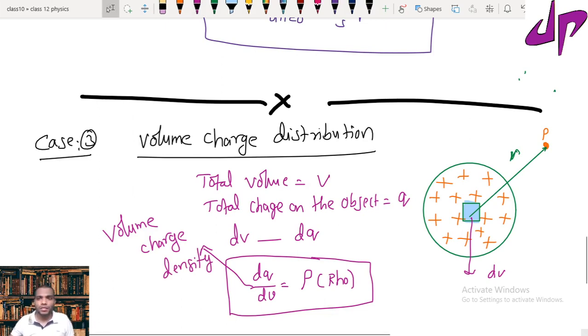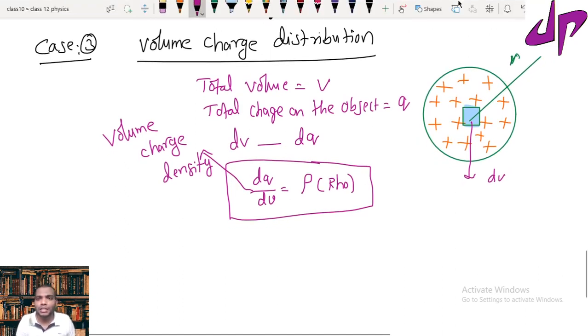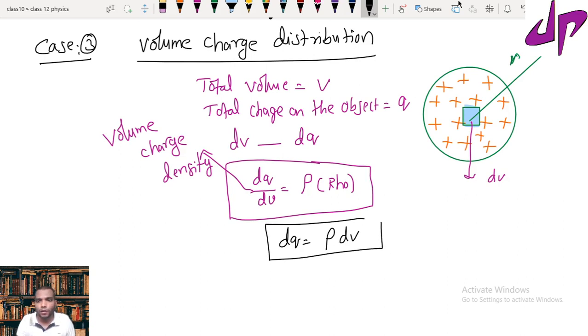Now from this definition, we know the amount of charge present in this small volume which I have chosen. So the amount of charge present in the given volume is dQ equal to rho times dV. If I know the amount of charge present on it, then it is easy to find the Coulomb force, and after that the electric field. So for that, at the point P, I would like to bring a test charge Q naught.